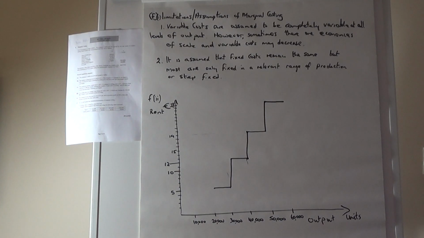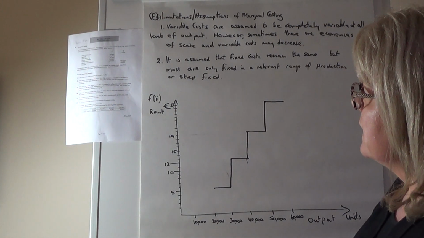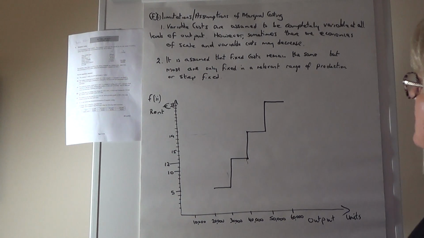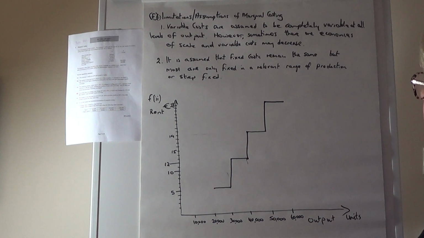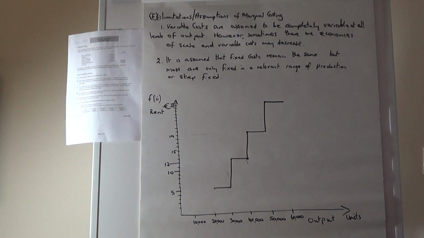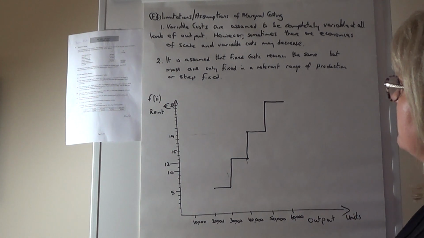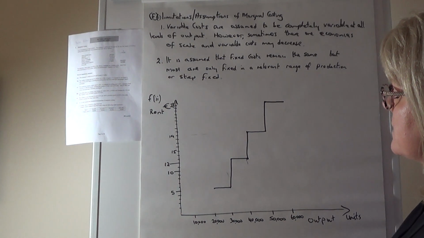So part F then is a little bit of theory. First of all, it asks us to list and explain two limitations or assumptions of marginal costing. So first of all, if you focus on variable costs, it's assumed that they are completely variable at all levels of output. However, sometimes there are economies of scale and variable costs may decrease. And point number two, if you focus on fixed costs there, again, fixed means that we assume they're remaining the same, but most of them are only fixed within relevant ranges of production. So really they're what's called step fixed.